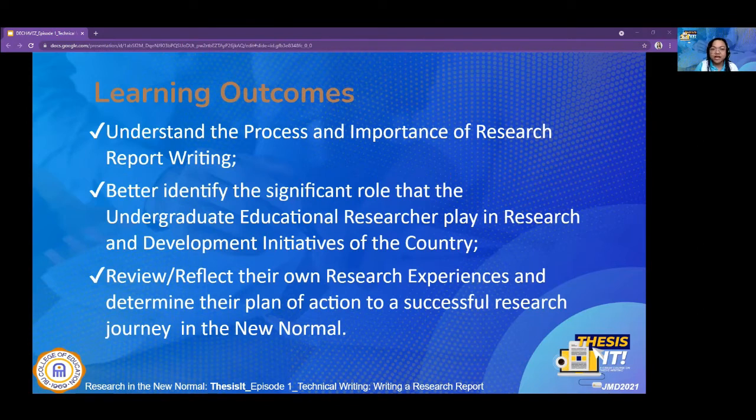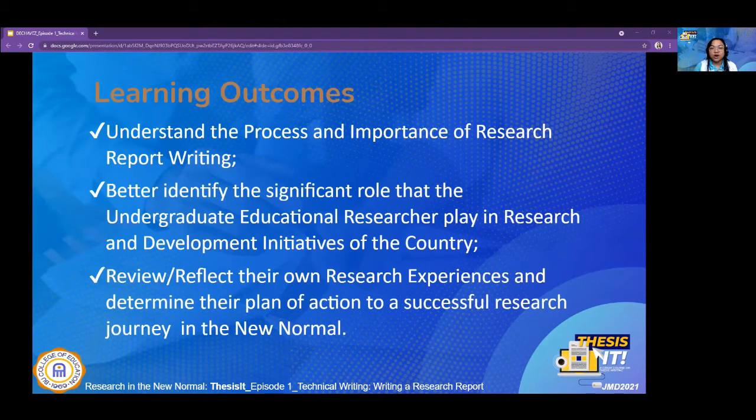And of course, it will also be a time for us to review or reflect on your own research experiences and determine your plan of action to a successful research journey in the new normal.